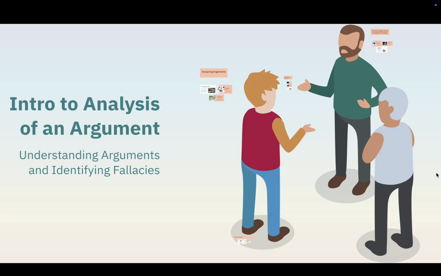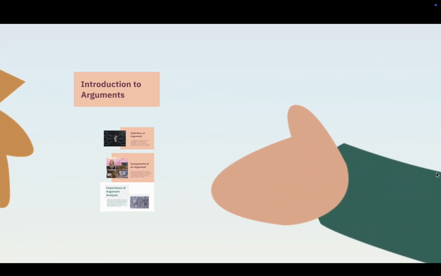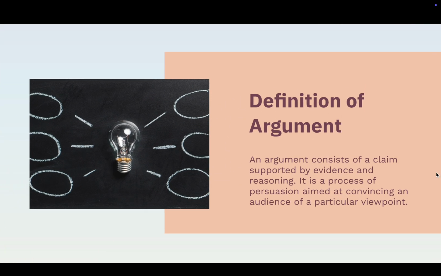Introduction to analysis of an argument. So, an argument is defined as a claim supported by evidence and reasoning. It is a process of persuasion aimed at convincing an audience of a particular viewpoint.